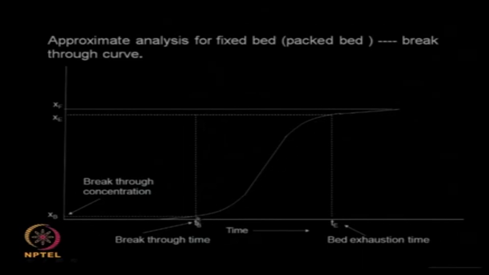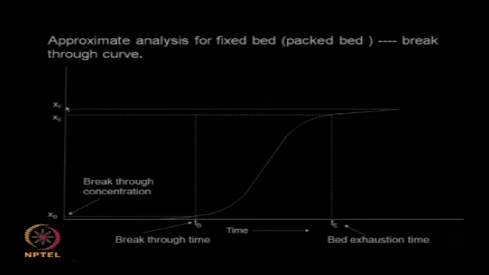and this is called the breakthrough time, that is the time at which you start seeing some solute concentration in the exit stream. And this is called the exhaustion time. This is represented by T subscript E, this is represented by T subscript B, that is the breakthrough time, and this is called the breakthrough concentration. So we can say a concentration of 1% can be assigned as a breakthrough concentration. Then we can say what is the time at which you start seeing 1% of the feed in the exit stream.